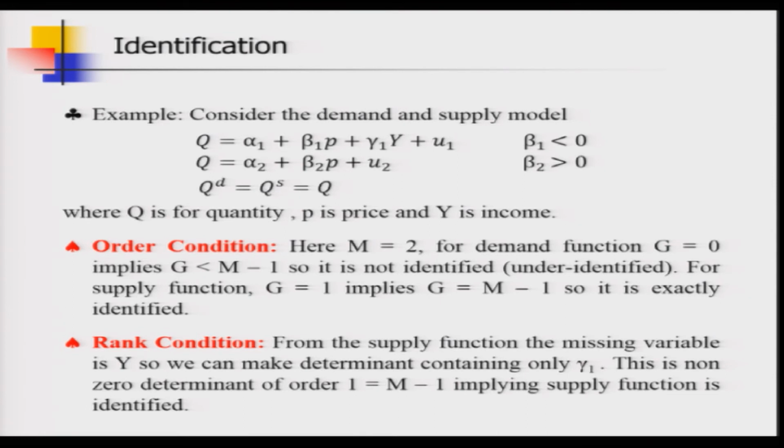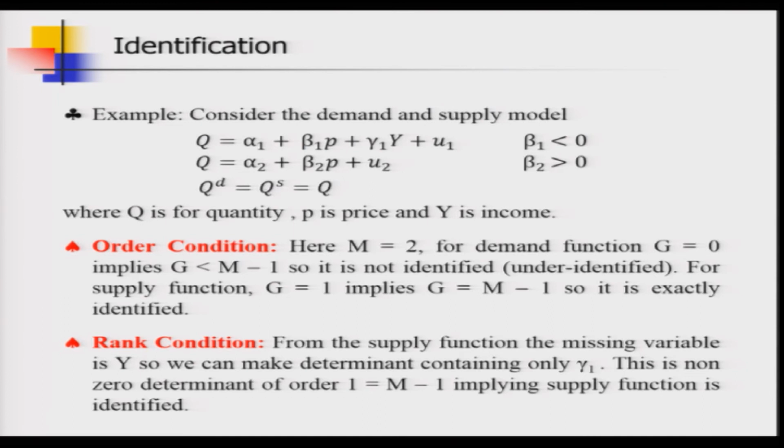There are three equations in this simultaneous equation systems model, and you see here m is equal to 2, and for the demand function g is equal to 0. So, basically we see here g is less than m minus 1. So, it is not identified. So, it is actually under identified. Okay. But for the supply function g is equal to 1. So, we see that g is equal to m minus 1. So, it is exactly identified.